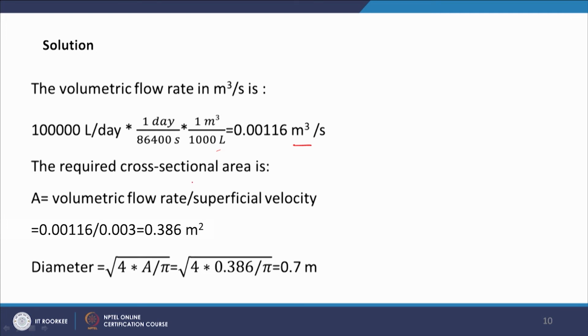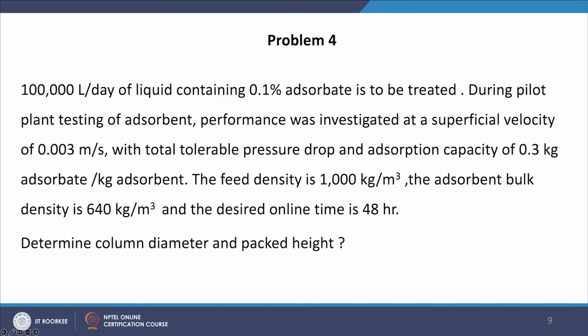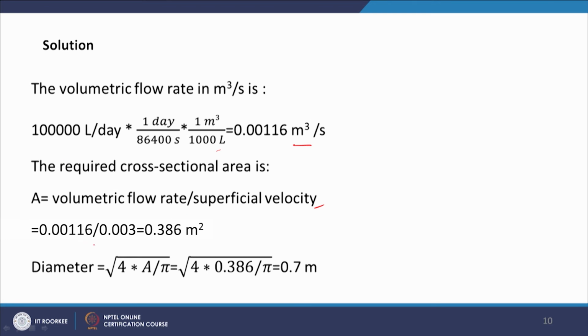The required cross sectional area A is equal to the volumetric flow rate divided by the superficial velocity. This is our volumetric flow rate, and the superficial velocity is given as 0.03 meter per second. So, dividing, we get 0.386 meter square. This is the cross sectional area.